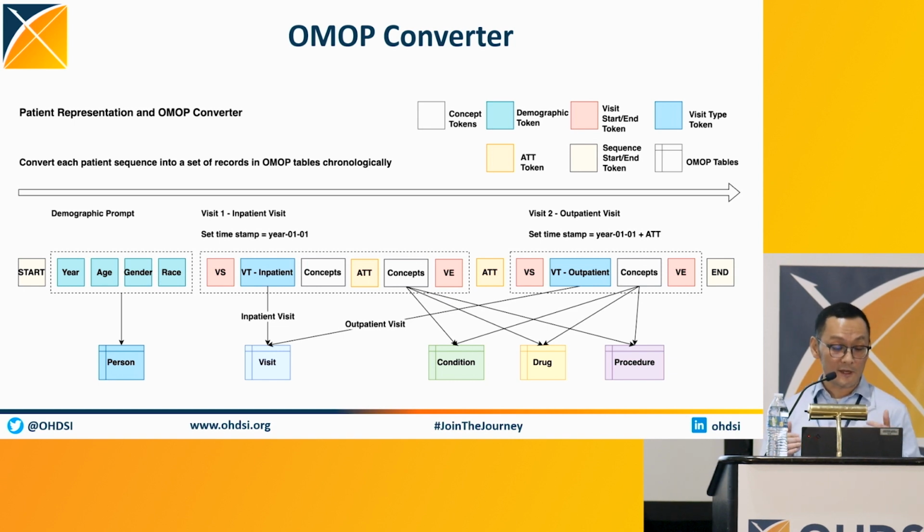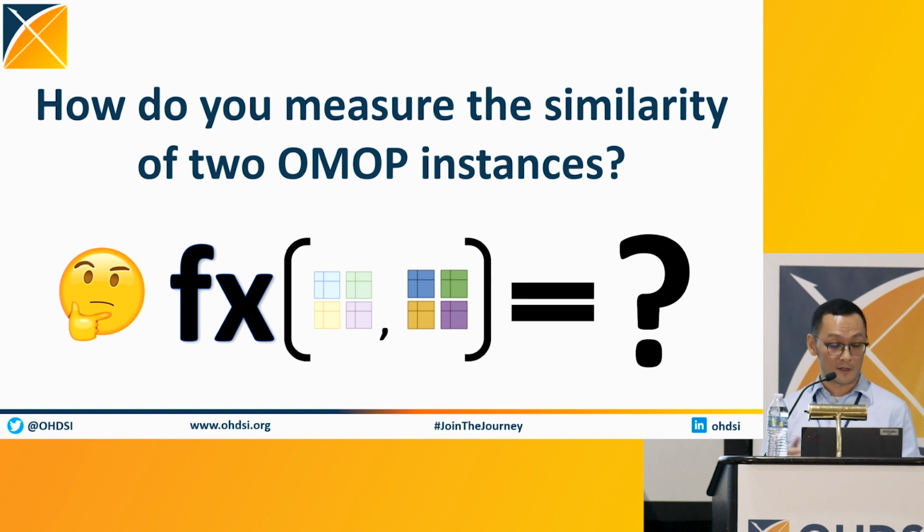The most important thing here is that because we have a starting point, the year token in the demographic prompt, we also have all the time intervals embedded in the sequence. This allows us to calculate the timestamp accurately for any token in the sequence, which is how we reconstruct the patient timeline in OMOP. Okay, now we have the synthetic data.